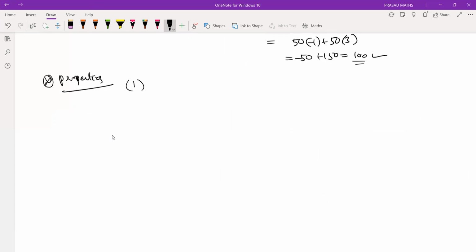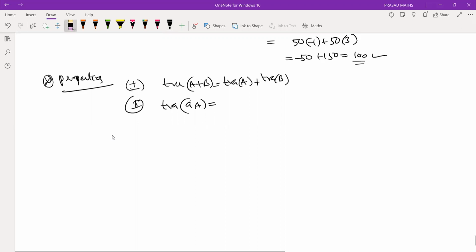First property, trace of A plus B. Trace is always linear. Trace of A plus B equals trace of A plus trace of B. Next, trace of any scalar times A, you can take the scalar as some k for more convenience, equals k times trace of A, where k is any scalar.